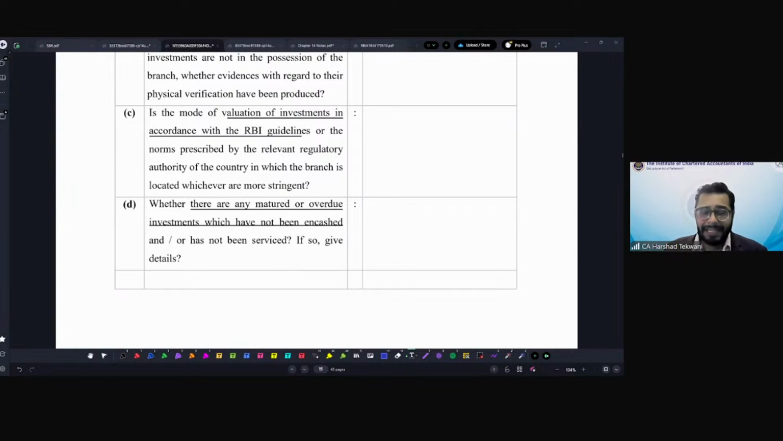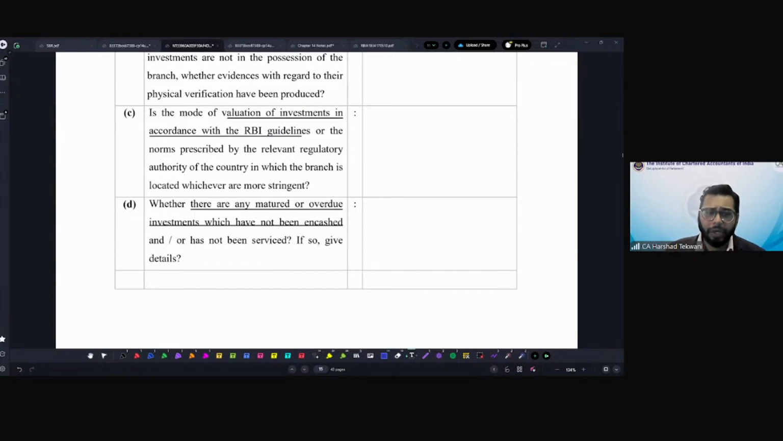As of the date of the purchase of those investments, whether the investments were purchased on that particular date or not. There are portals like the eKuber portal or CBS portal from where you can obtain those particular statements to verify whether the investments are held in the name of the bank or not.